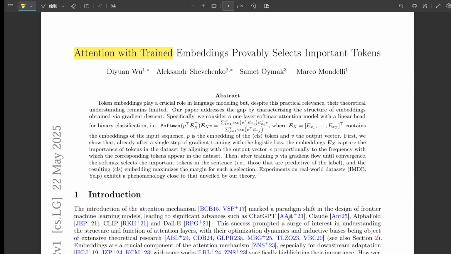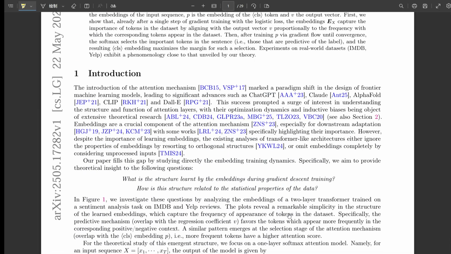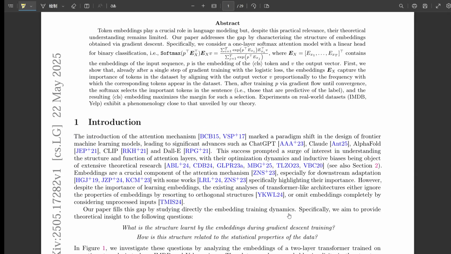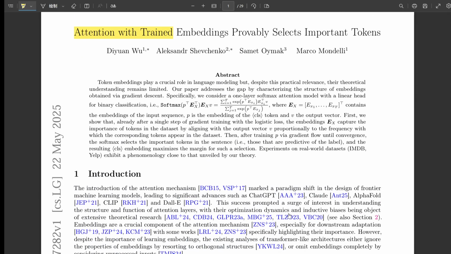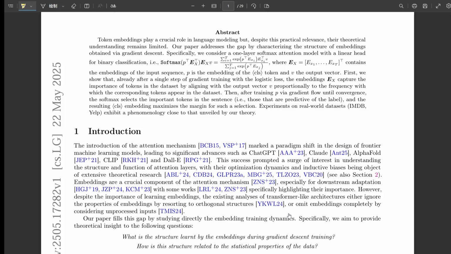Okay, so let's start right at the beginning, the very first step of training. What happens immediately? This is one of the first interesting takeaways. The paper looks at just one single gradient step on the initial, maybe random, token embeddings, E. And even after just that one step, those embeddings already start to reflect token importance. Really? How? Well, the embedding for a specific token, say E_s, starts to align itself with that output vector v. And the amount it aligns is proportional to how statistically relevant that token is.